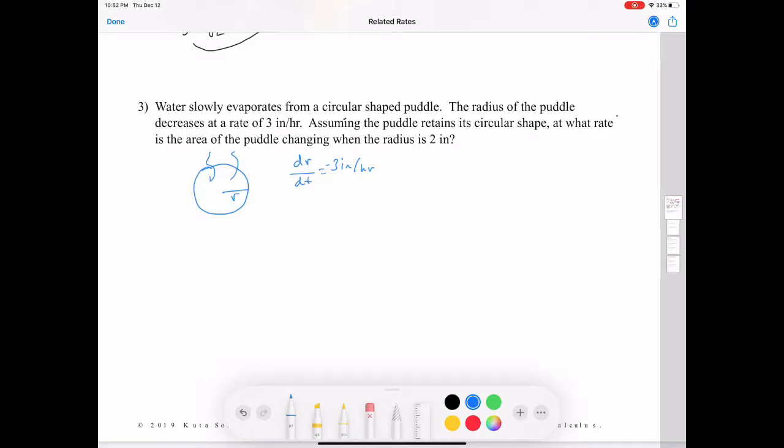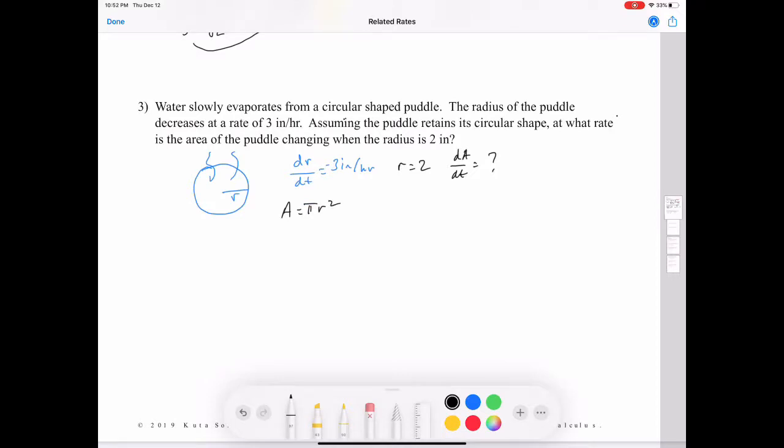Assuming that the puddle retains a circular shape, at what rate is the area of the puddle changing when the radius is 2? Okay, so they told us our radius is 2, and that's not constant, right? Because we're shrinking from that value, and we're looking at the area of the puddle. So we're looking for dA over dt. So the area of this circular puddle is pi r squared.